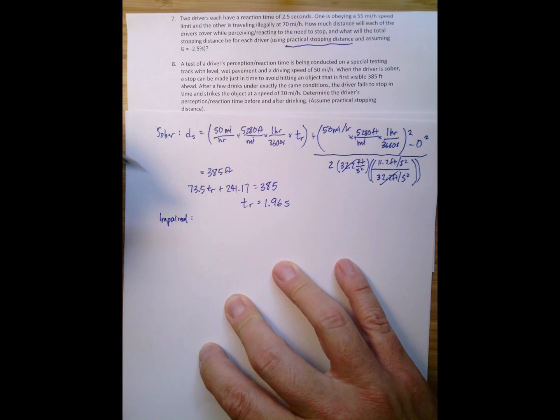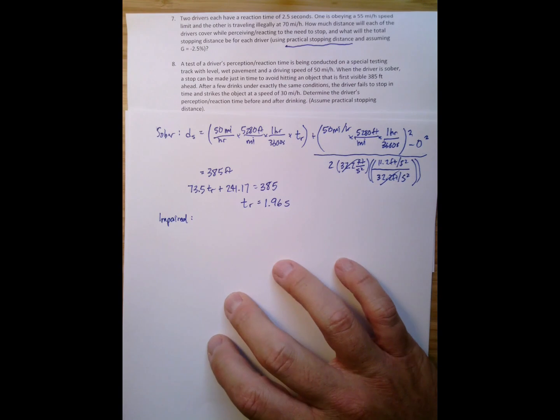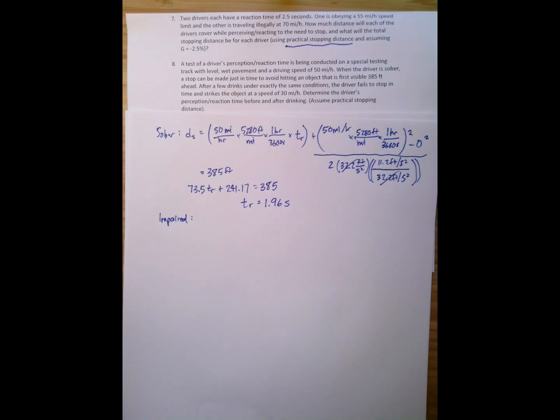So what happens when the driver is impaired in this experiment? We expect that the perception reaction time will increase, and we just want to know by how much. So I'm going to follow the exact same procedure. In this case, the ending speed is 30 miles per hour, and I'm going to show you how to do those calculations now.